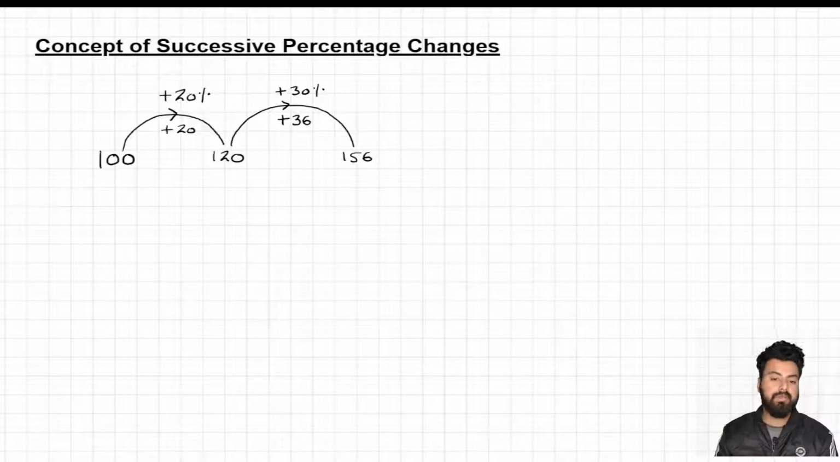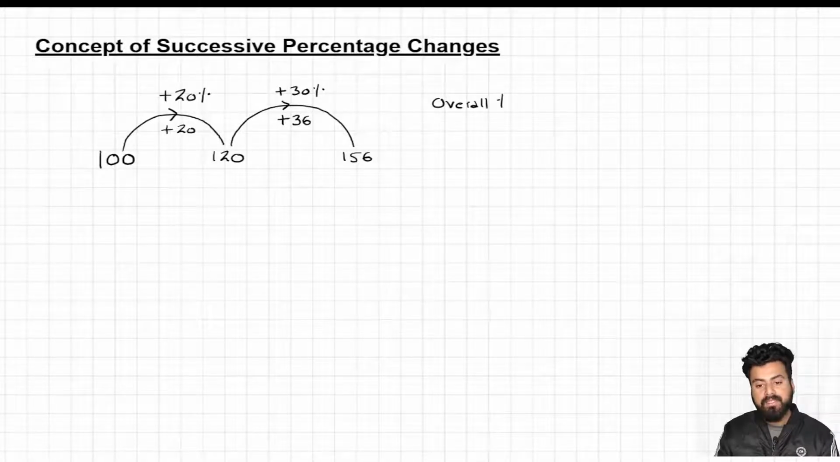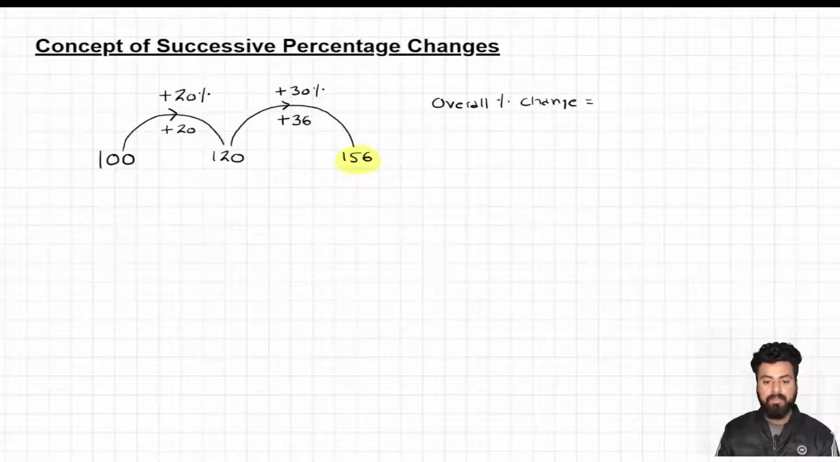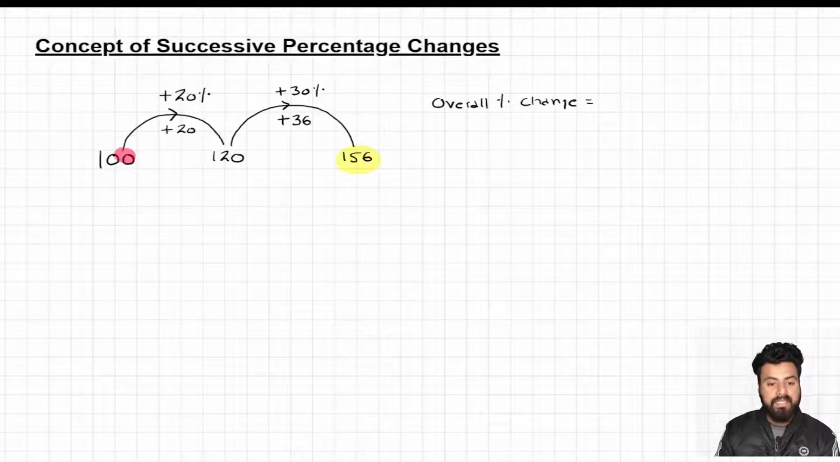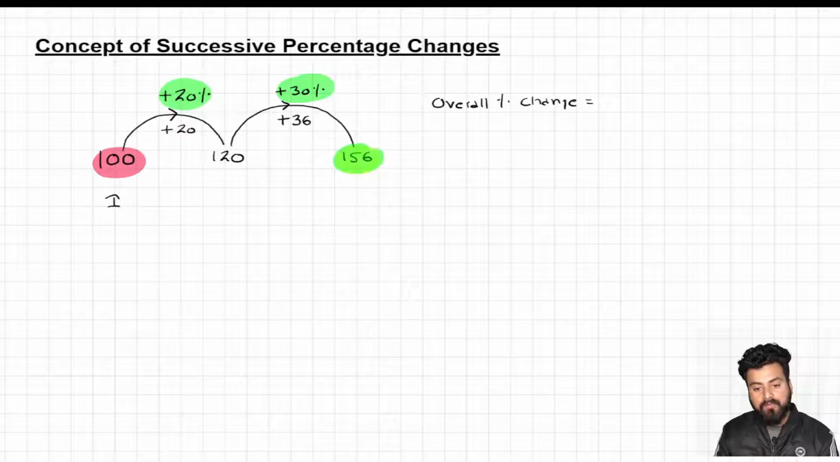And here comes the important question. Find out the overall percentage change in the number. What am I trying to calculate? I'm trying to calculate the overall percentage change in the number. To calculate the change, you are going to compare the final value of the number with respect to the initial number. The initial value of the number was 100, and after the two successive changes of 20% and 30% respectively, the value of the number changed to 156.